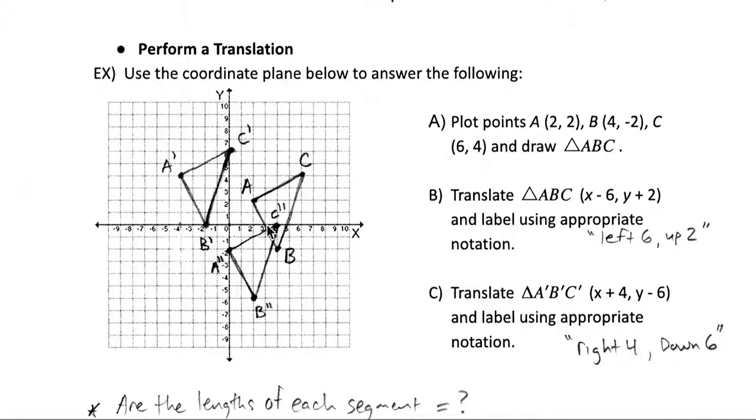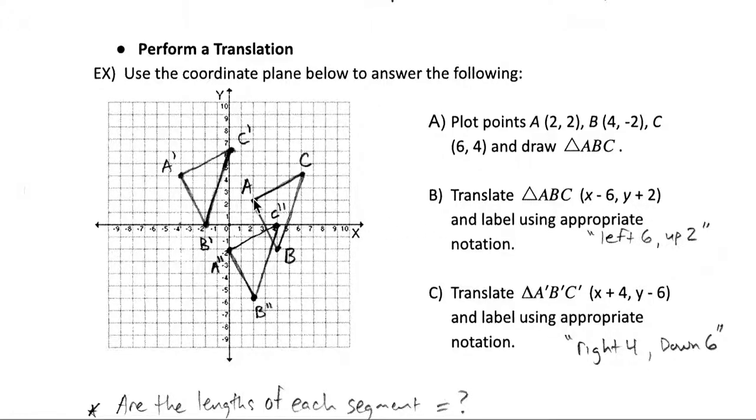So we plotted ABC here. We connected our points to draw the triangle. Now we're going to move that triangle. And here's how we want to move it. Right here is our symbol to move it. So let's interpret this. This says x minus 6. So I'm going to move left 6 spots. And this says y plus 2, so I'm going to move up 2 spots. If my x value is negative, I go left. If my y value is positive, I'm going up.